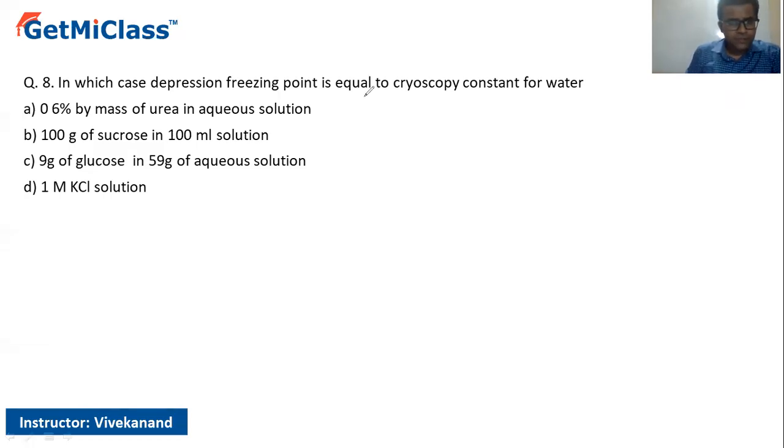Question number 8. In which of the cases depression in freezing point is equal to the cryoscopy constant for water? A, 0.6% by mass of urea in aqueous solution. B, 100 grams of sucrose in 100 ml of solution. C, 9 grams of glucose in 59 grams of aqueous solution. And D, 1 molar KCl solution.